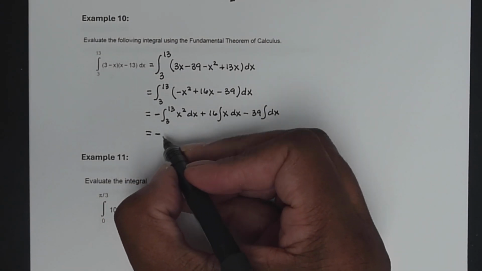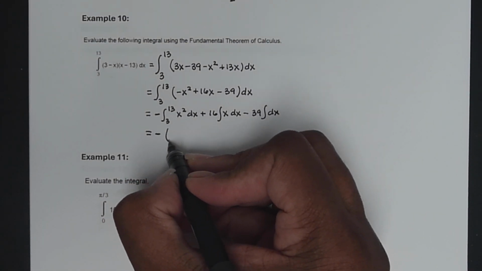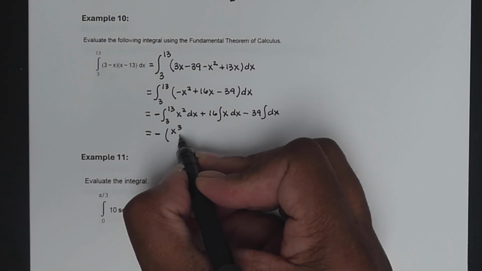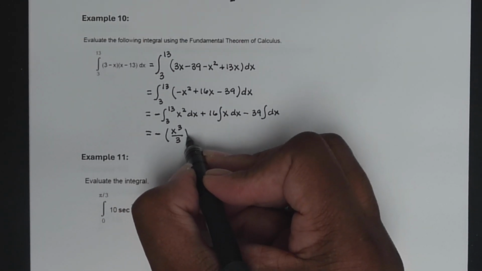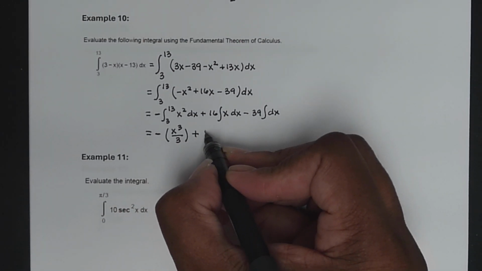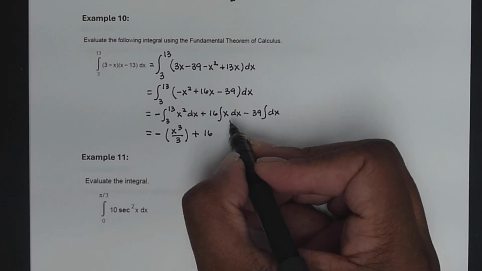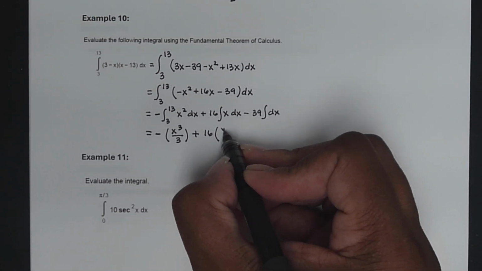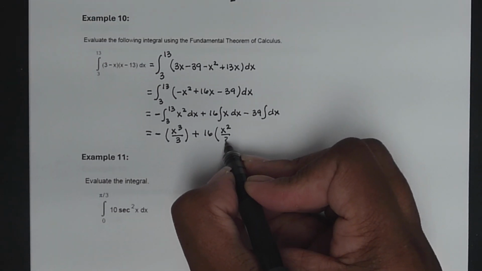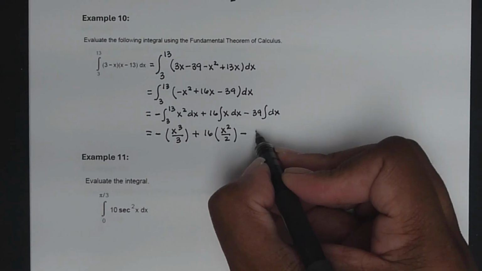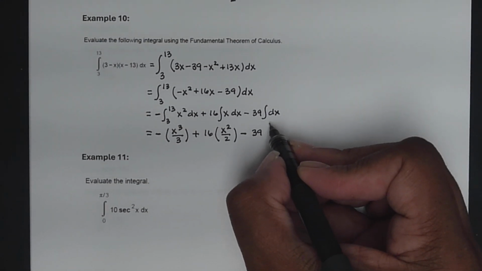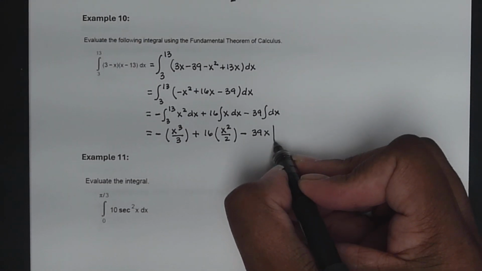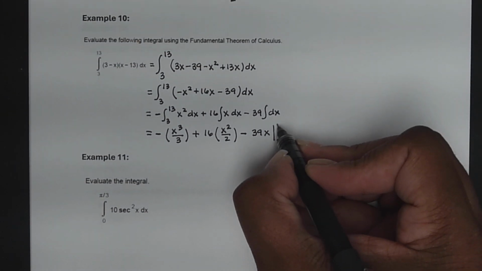Bring this negative down. Integral of x squared dx, we increase the power by 1, so it'll be x cubed over 3, plus 16 times the integral of x dx, we increase the power by 1 as well, so it'll be x squared over 2, minus 39 times the integral of dx, which will be x. And all of this is going to be from 3 to 13.